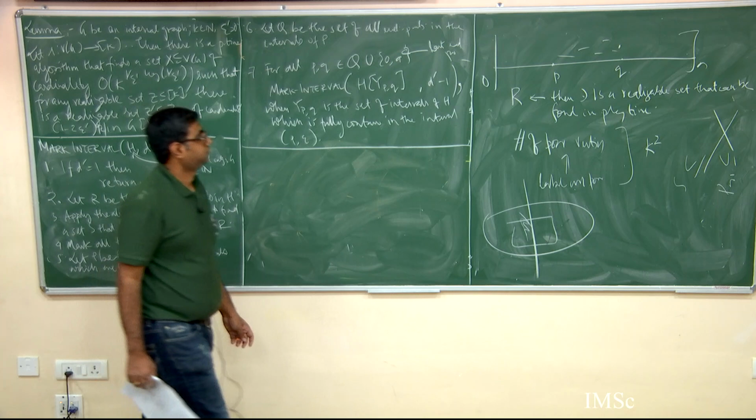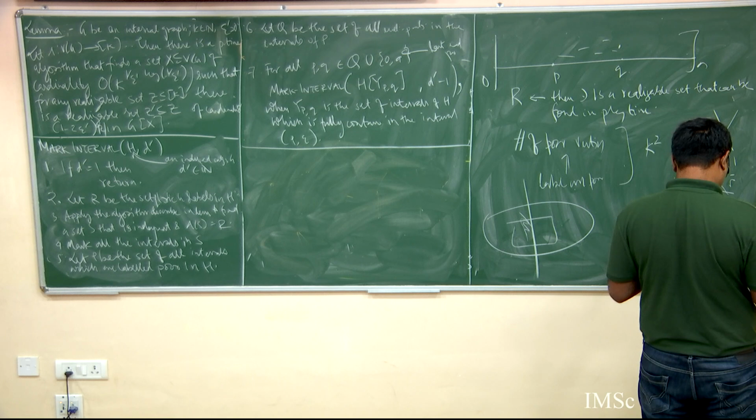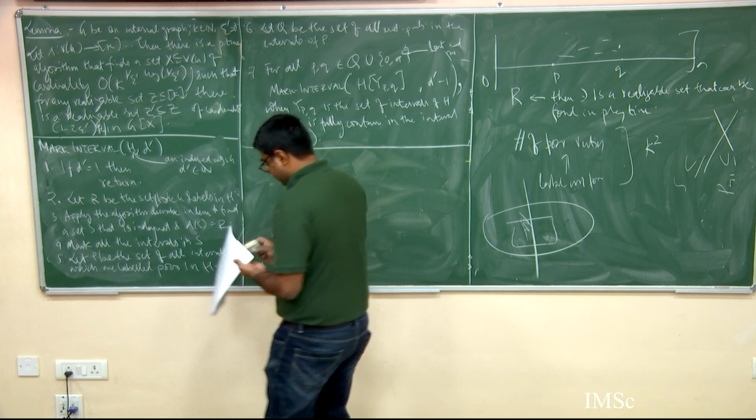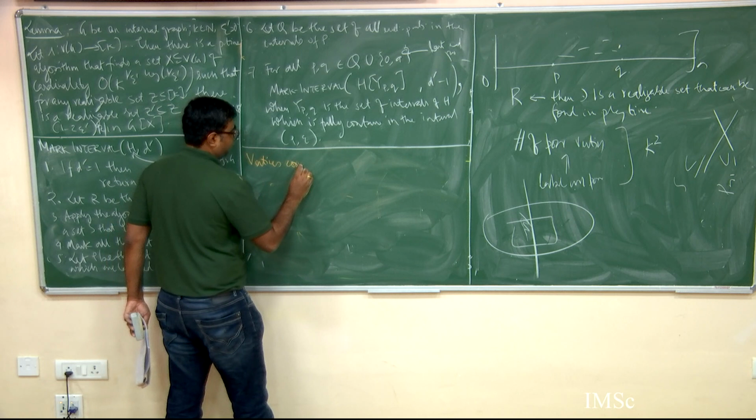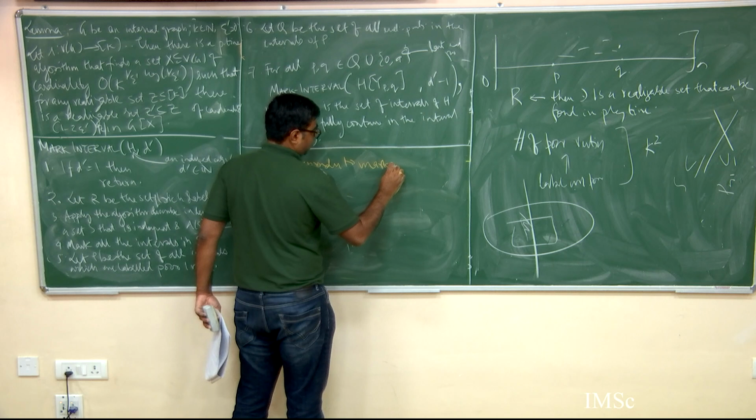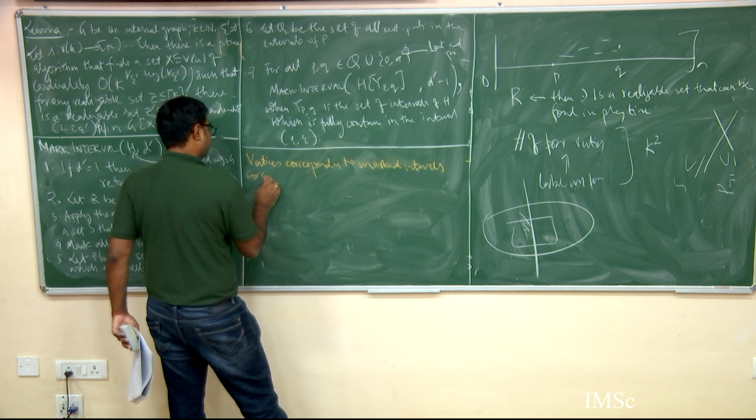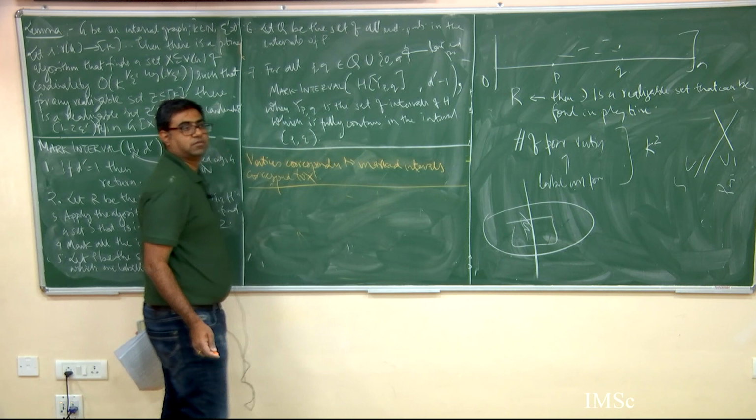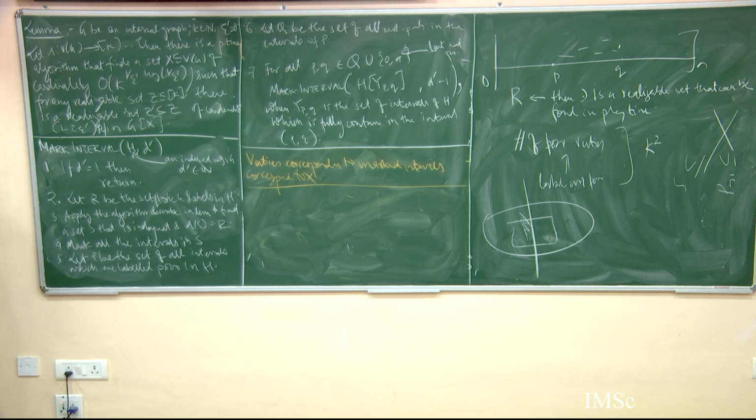Now, what are the vertices corresponding to marked intervals? Vertices corresponding to marked intervals correspond to X. That's point number one. This is what my X is. This algorithm wants me to return an X, so all the marked ones, I will return as X. A few things I can prove very easily by setting D appropriately.